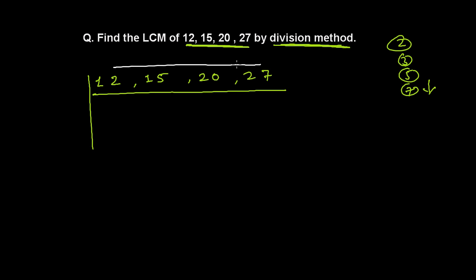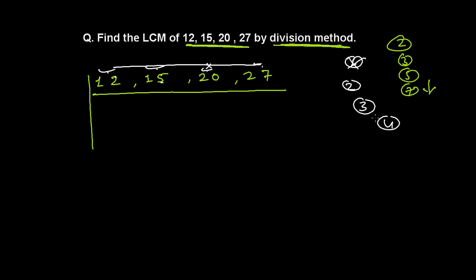Is there any number which can divide all four numbers, 12, 15, 20 and 27? There is no number which can divide all of them except 1, and I'm not talking about 1. If you divide by 2, you can divide 12 and 20, but not 15 and 27. Now if you divide by 3, you can divide 12, 15 and 27, but not 20. And there are no more numbers.